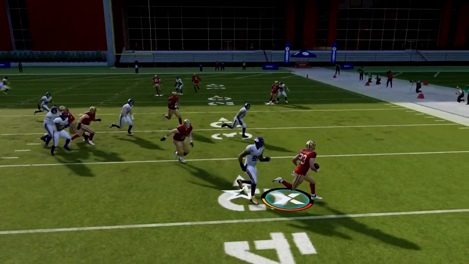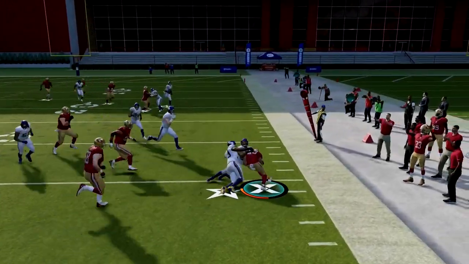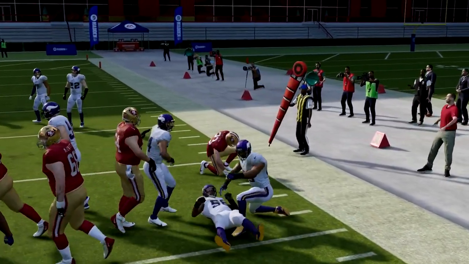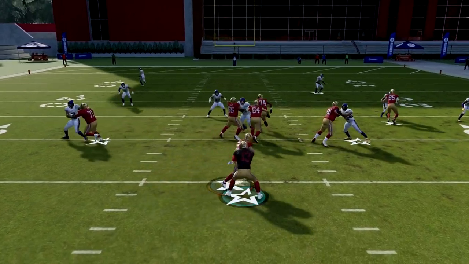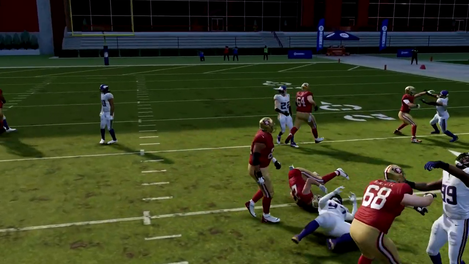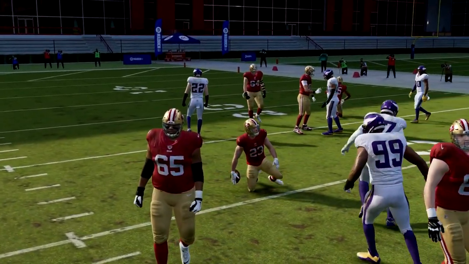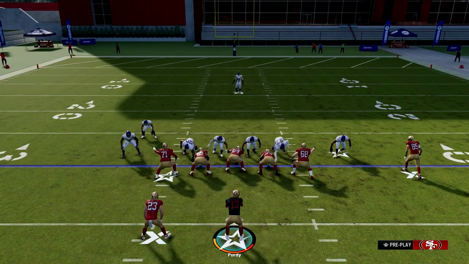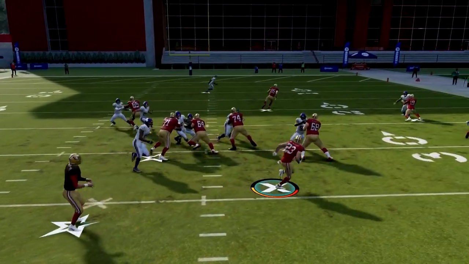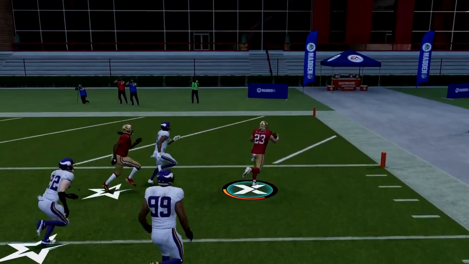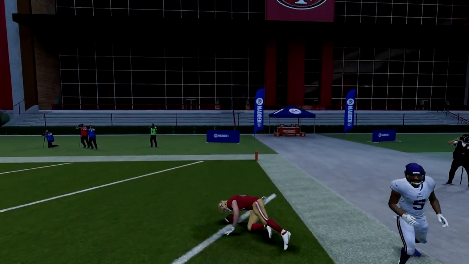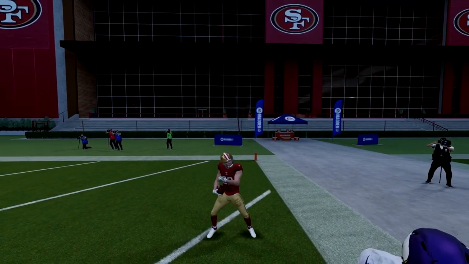Right here, he pushed his guy to the outside, and we went to the outside, which was totally wrong. Pushed his guy to the outside, so we just got to the inside. We go to the inside, and we get a touchdown off of that one. That's how you do it. That's how you run this halfback off tackle.